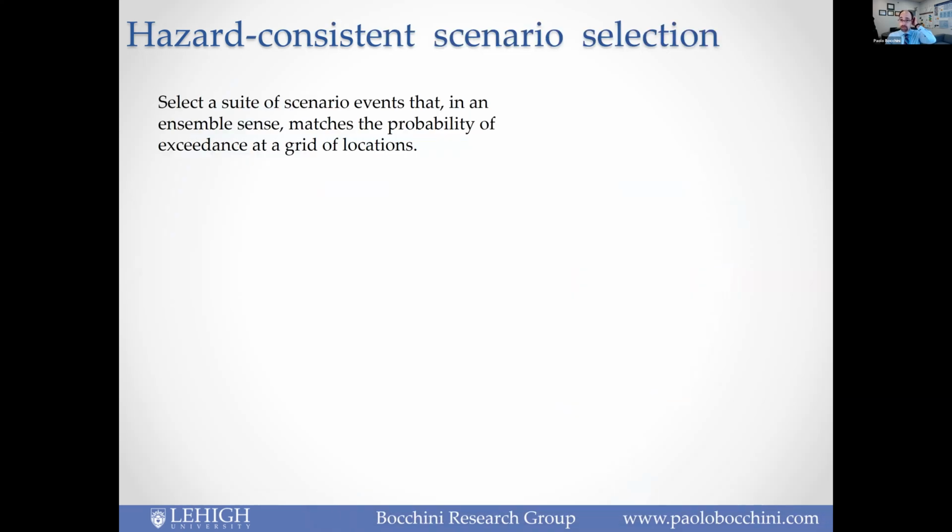What I prefer is instead to work in a different line of research that is generally classified as hazard consistent scenario selection. So here's the idea: to select a suite of scenario events represented by a map of the intensity measure in the region of interest, and select these scenarios in a way that in the ensemble, they match the probability of exceedance at the grid of locations or at the location of the structures that we want to study.